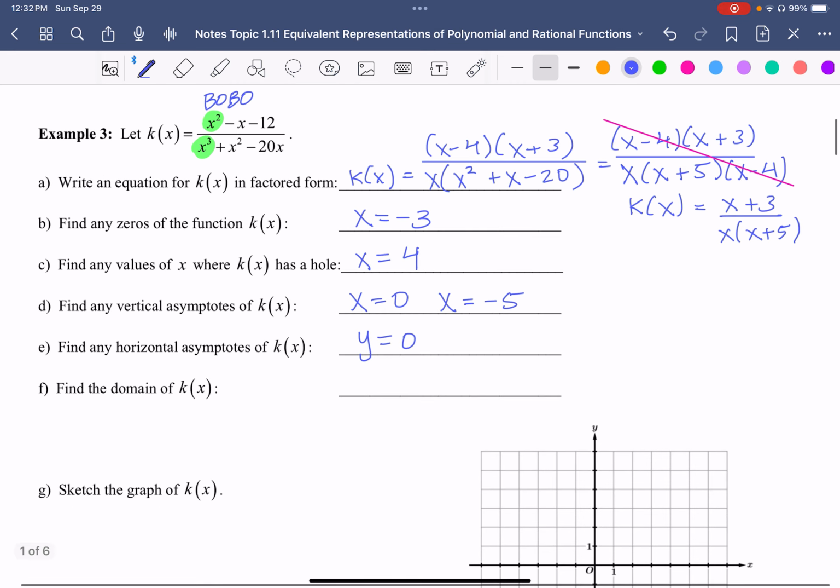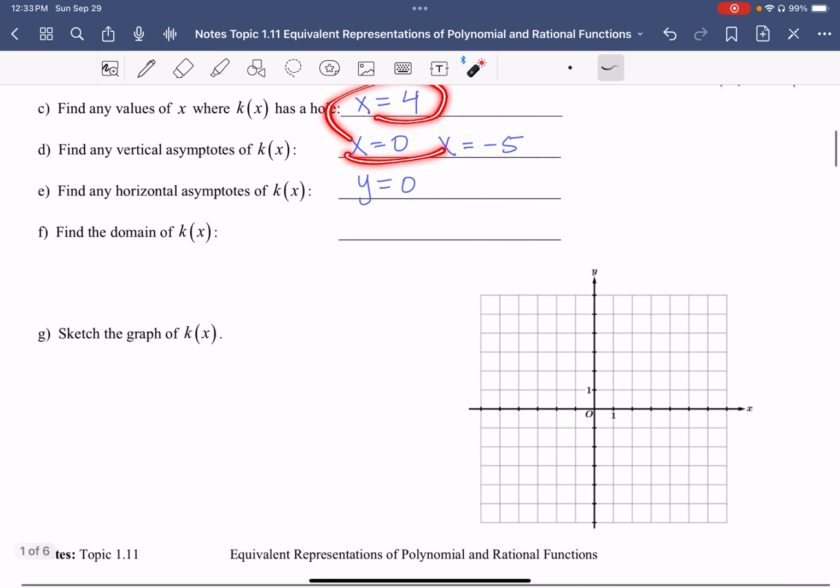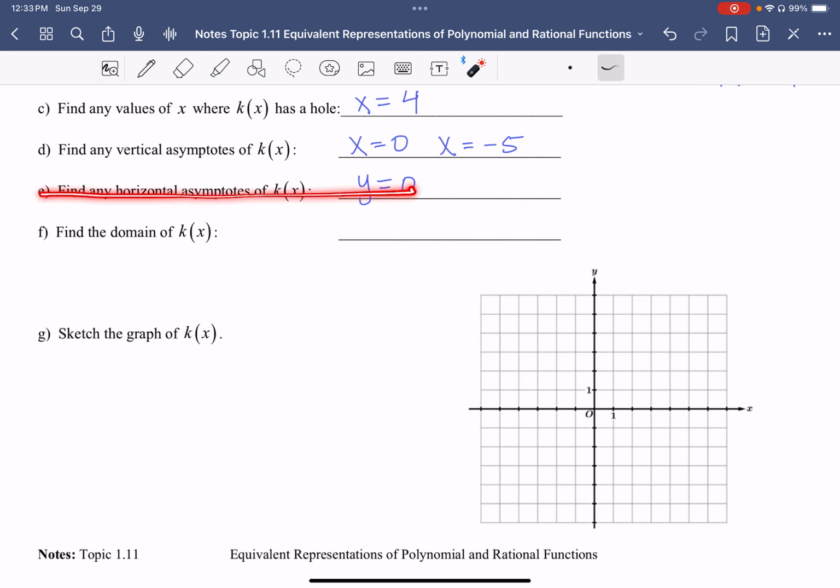Okay? Now, for the domain, remember it's all real numbers except the holes and the vertical asymptotes. You are not going to exclude the zeros. The zeros are included points. The only things that are undefined are the holes and the vertical asymptotes. You're also not going to include the horizontal asymptote because, as you can see, that is a y value. So that's something that would affect the range of the function, but not the domain. The domain is a set of x values.